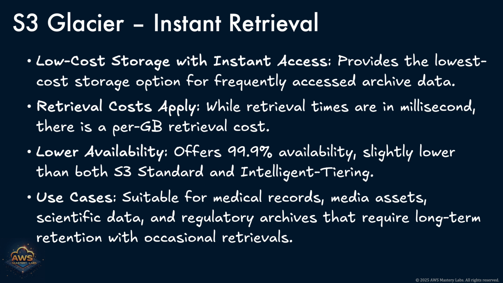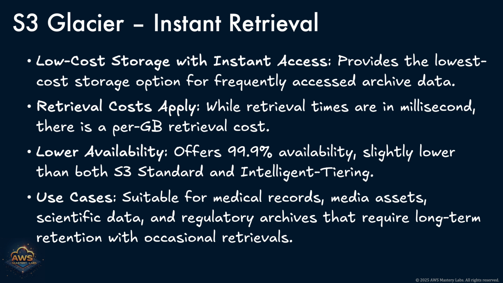Amazon S3 Glacier Instant Retrieval is a low-cost storage class specifically designed for long-lived archive data that still requires millisecond access times. It bridges the gap between archival storage and real-time accessibility, offering the lowest cost option for data that is rarely changed but may need to be retrieved instantly when accessed. Unlike traditional archive tiers that involve hours-long retrieval delays, S3 Glacier Instant Retrieval provides immediate access, making it a powerful choice for frequently accessed archive data, such as medical imaging, scientific research datasets, media assets, and regulatory documents.